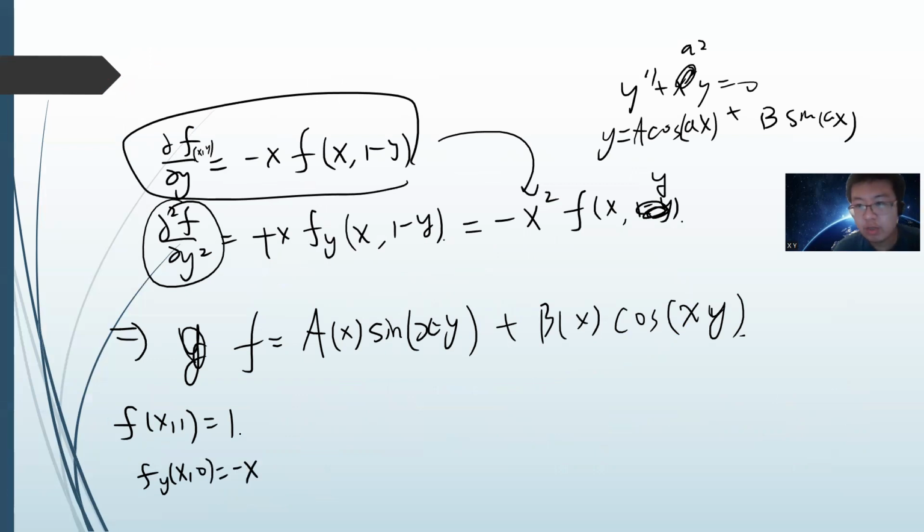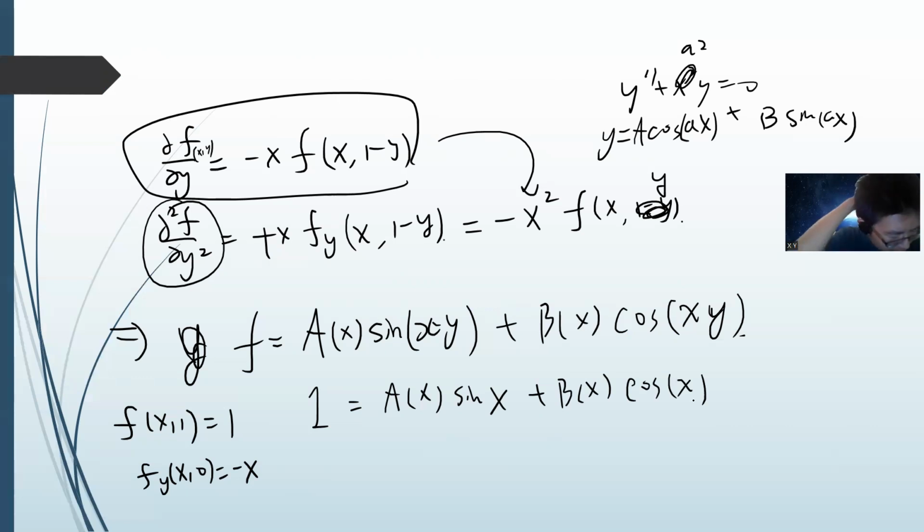If f_x(x, 1) equals 1, what does that mean? We get 1 equals a(x) sine x plus b(x) cosine x, right? This looks tricky, but this one cannot solve the question, because you have two variables. By the way, you cannot say that sine squared plus cosine squared is 1, because you don't know what a is. For example, if a is 0, then b is 1 divided by cosine, right?